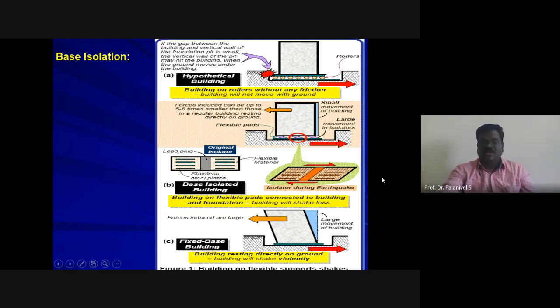All these things are available in the earthquake tips. The link I already mailed to you. I have sent it to you. The link is already mailed. You can download these tips and go through them.